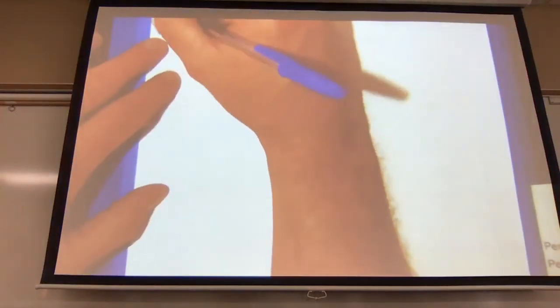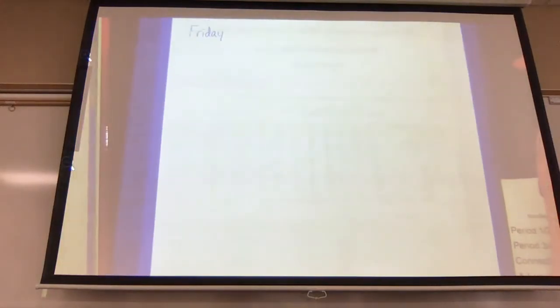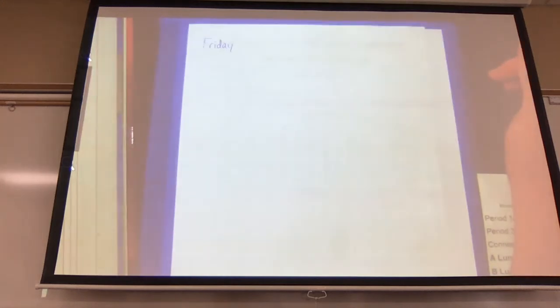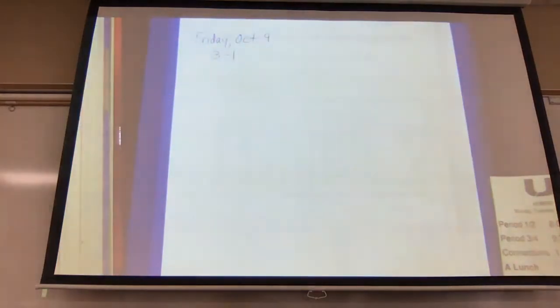So on a piece of paper somewhere, wherever you're going to keep the notes, take those out and get today's date on there. Today is Friday, October 4th. Or October 9th. And this is section 3.1.